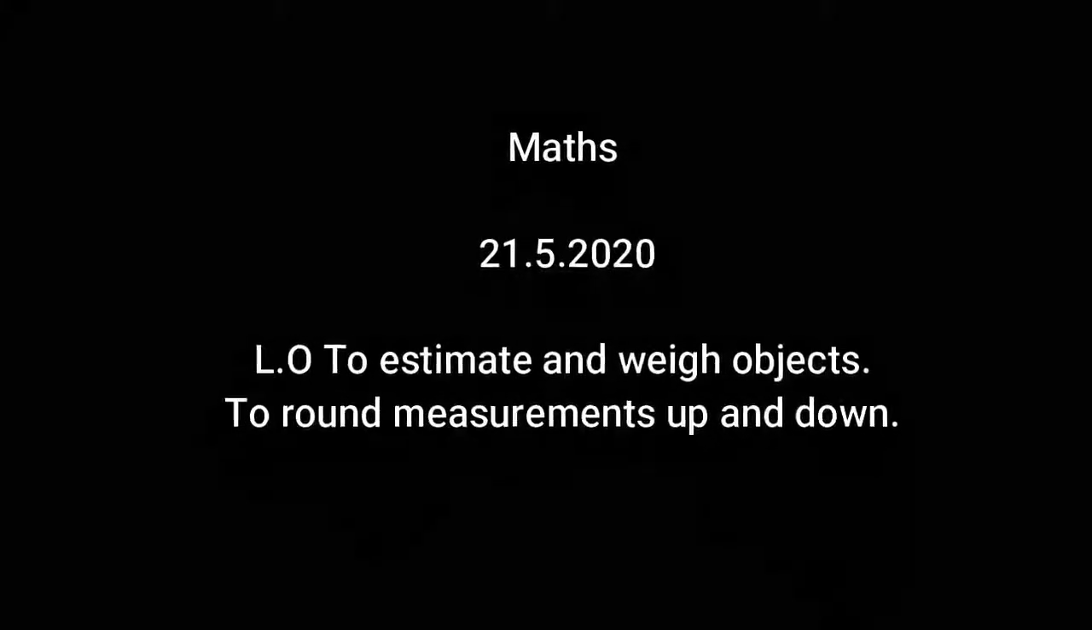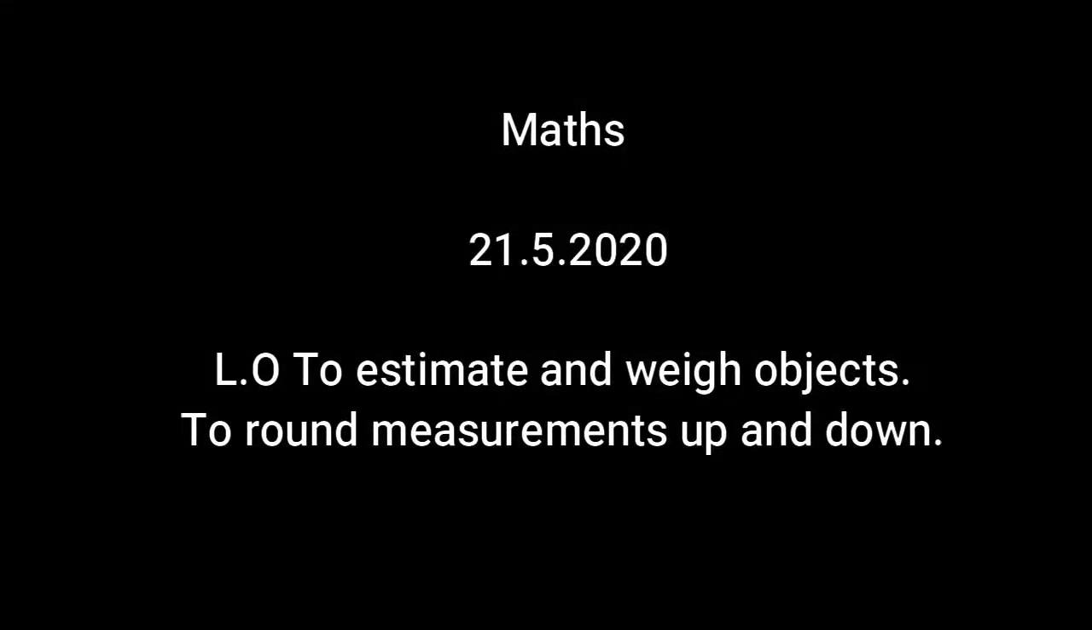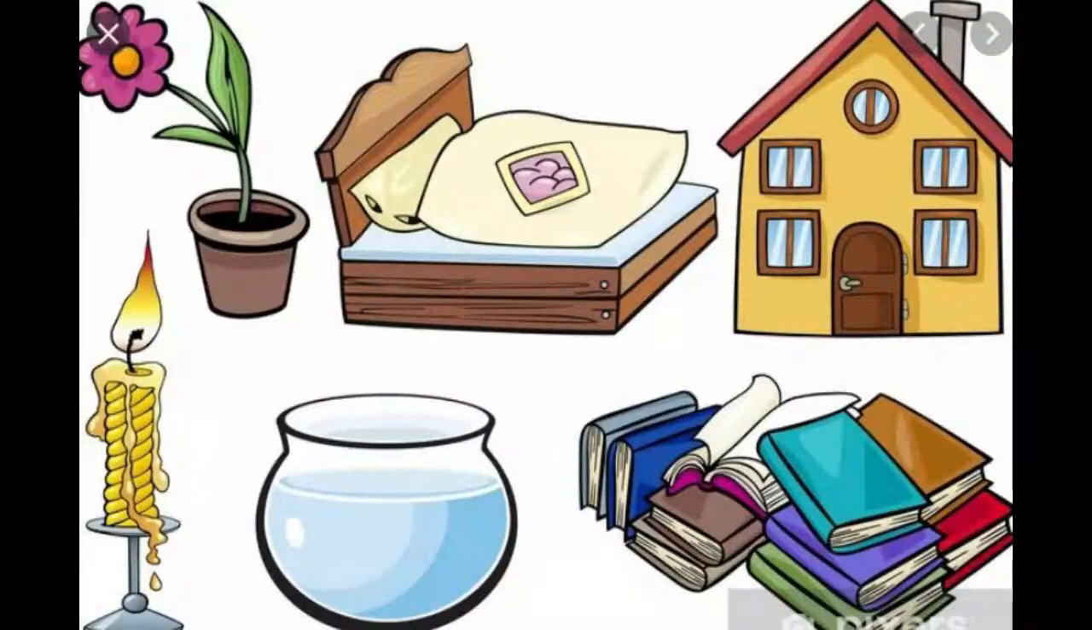Write the LO and the short date in your maths book. Pause the video if you need longer to get it written down. The first thing I need you to do is to go and find 6 random objects in your house or in the classroom if you're in school, of different sizes. Don't pick anything too heavy, and certainly don't pick anything you know your parents wouldn't like you to have.